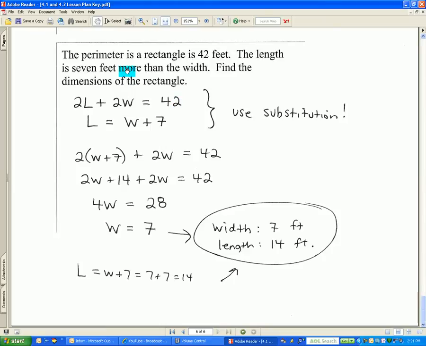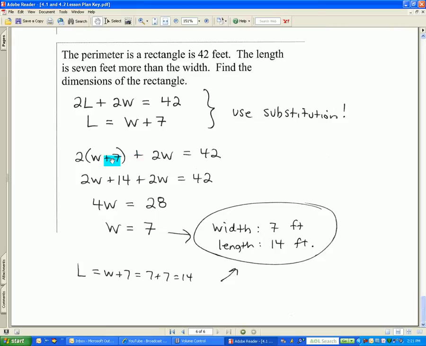The length is 7 feet more than the width. That means L equals W plus 7. In other words, the width plus 7 gives me the length. Now, I have my system. Since L is alone, we're going to use substitution. So what I do is I go to the top equation and I replace L with W plus 7. I put W plus 7 in a bubble, i.e.